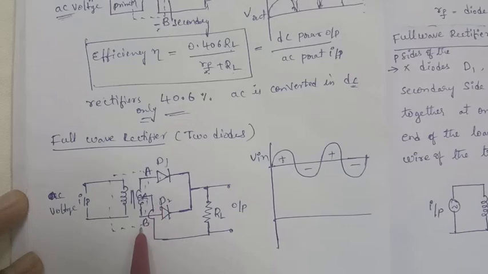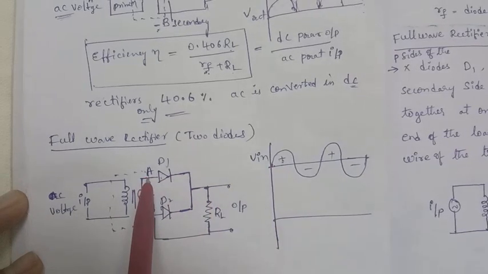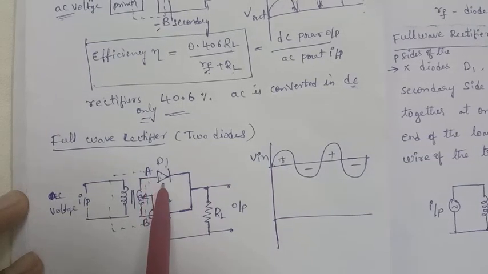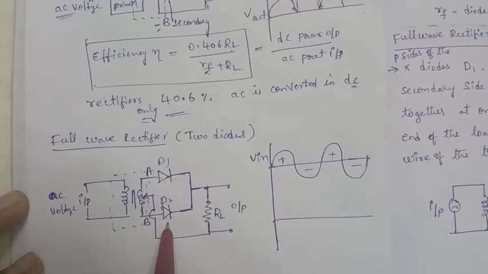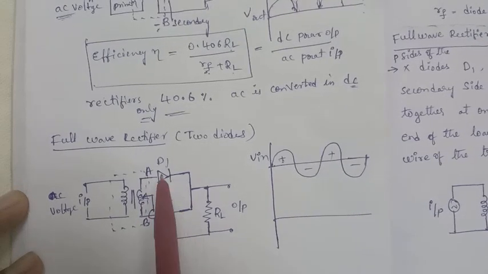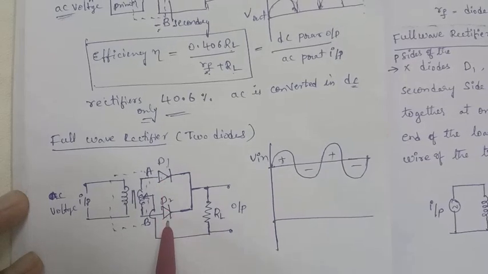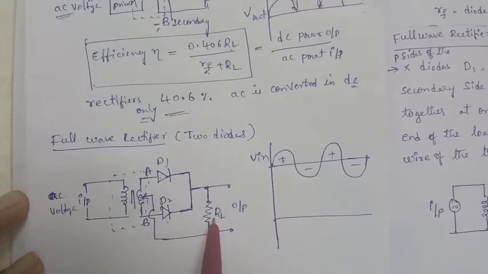Lower means negative, higher means positive. For the positive cycle, A is positive and B is negative. A is positive means diode D1 is in forward bias and diode D2 is in reverse bias. Then D1 conducts and D2 does not conduct, and the output is obtained across the load resistor.